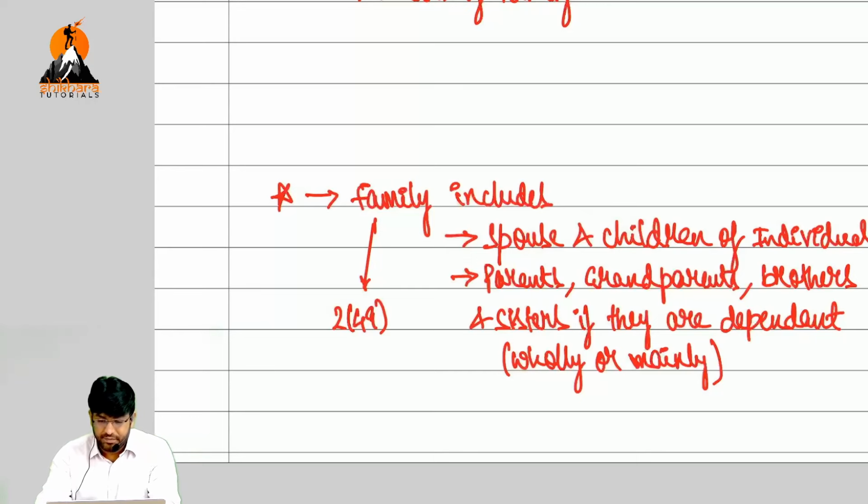Then parents, grandparents, brothers and sisters. Only if they are dependent. That too, how dependent, my dear friends? Wholly or mainly dependent. They never use the word in the law, wholly or partly. The language in the law is very clear, wholly or mainly, my dear friends. Are we all getting clarity? Come on, friends, from starting, tell me what all points we covered.